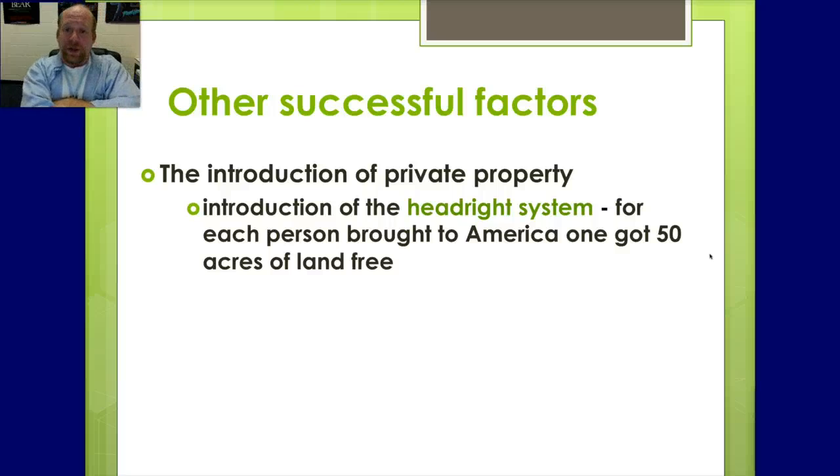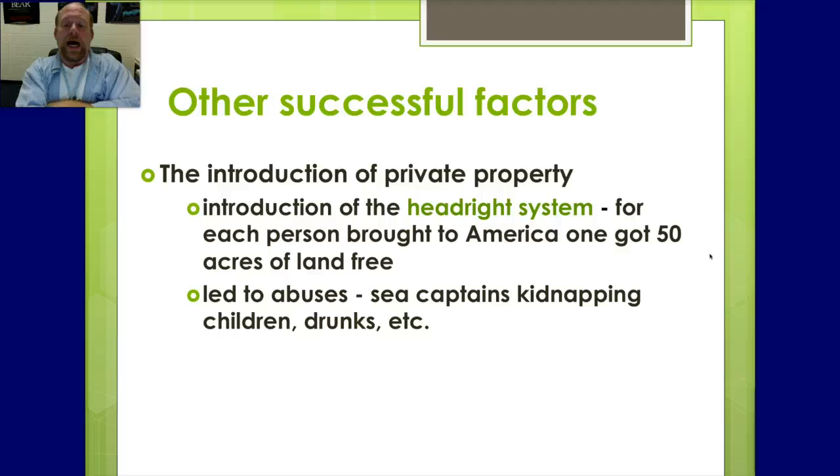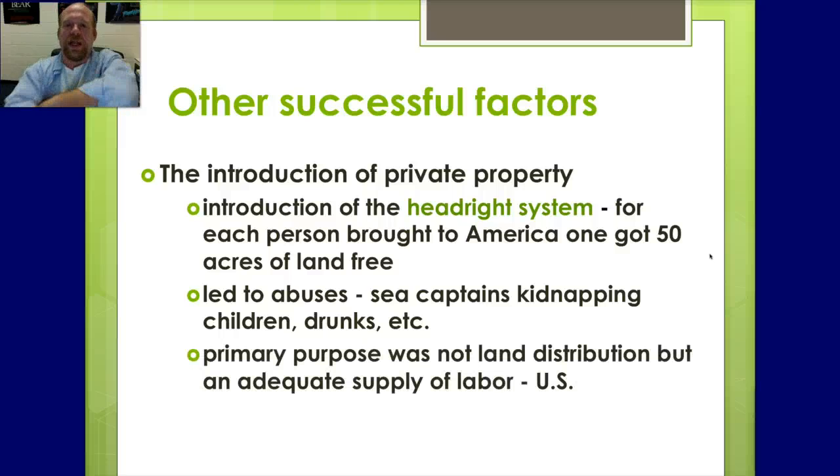The headright system is something you need to know. For every person brought to America, that person got 50 acres of free land. So if you took 3 people over, you got 150 acres. That ain't bad. Okay, but sea captains were kidnapping children, drunks, etc., trying to get that extra land. So it was abused. It wasn't really used properly.